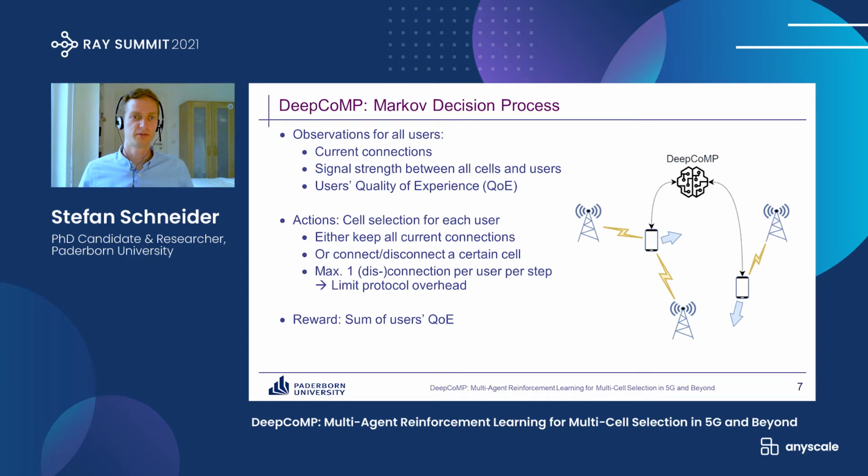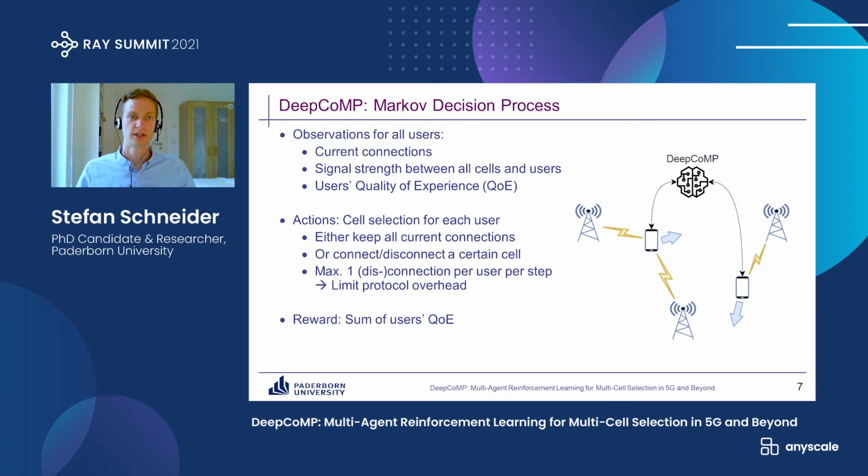And kind of the default action that we have here is to simply keep all connections as they currently are. So not connecting to any new cell and also not disconnecting from any cell. But of course, the agent can also decide that a user should connect to a new cell or should disconnect from an existing cell or from a connected cell. And we designed the action space here in a way that each user can make at most one connection or disconnection per time step, simply to limit protocol overhead.